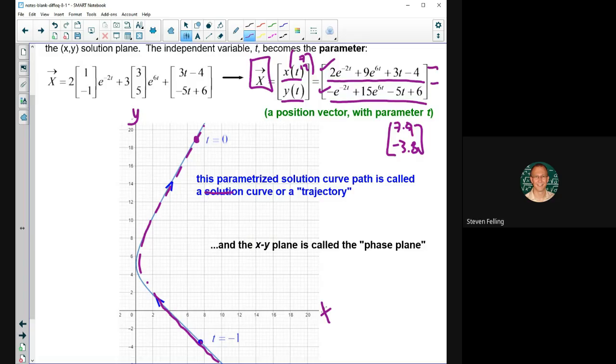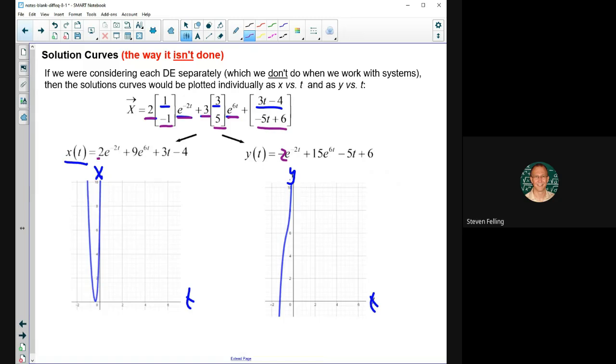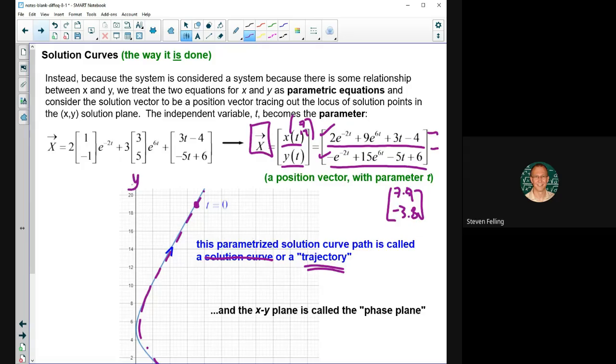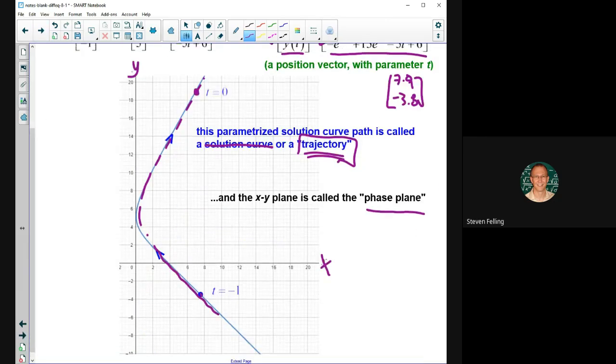Okay, now typically, you should probably cross this out. Typically, we don't call this a solution curve. We call this a trajectory. Solution curve is usually reserved for plots that plot the dependent variable versus the independent variable. So these are solution curves. But typically, we would call this a trajectory. And we call this XY plane the phase plane. And this whole thing is referred to as a phase diagram, a 2D phase diagram. It shows how, as you change the independent variable, both x and y change together in some linked way. And this would be with the constants established for some particular point.